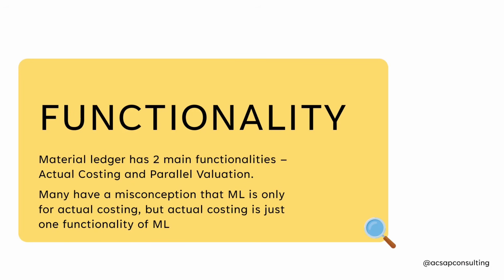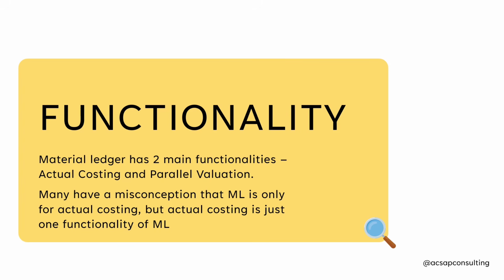A material ledger has two main functionalities. One is actual costing and the other one is parallel valuation. And here is where there is a lot of misconception around the material ledger functionalities. Over the years, because of the material ledger behavior in the ERP system, there is a misconception that material ledger is used only for actual costing.